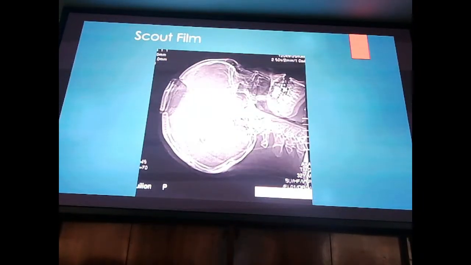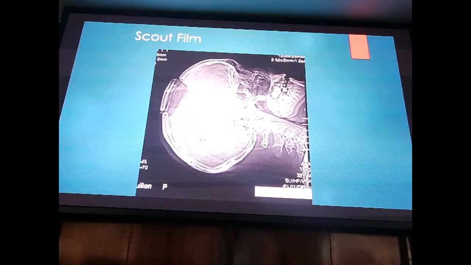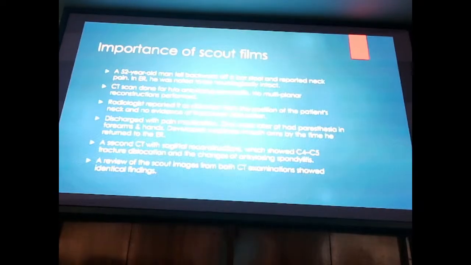So one of the important films that you will see before you start reading a CT scan is called the scout film. Scout film basically tells you which part of the body has been scanned, what is the number of cuts that have been taken, and what is the slice thickness that has been taken. Now this is a very, very important thing to study, the scout film.